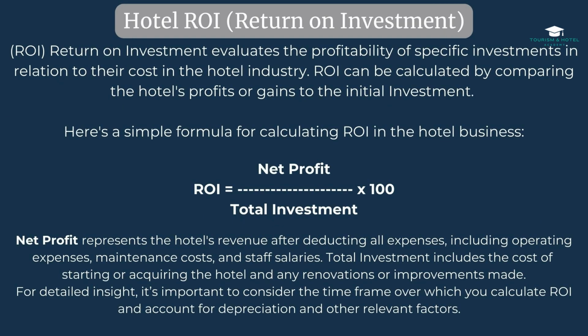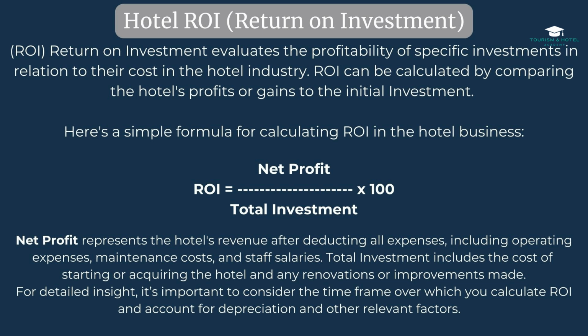Hotel ROI, or return on investment. ROI evaluates the profitability of specific investments in relation to their cost. In the hotel industry, ROI can be calculated by comparing the hotel's profits or gains to the initial investment. Here's a simple formula for calculating ROI in the hotel business: ROI equals net profit divided by total investment times 100.